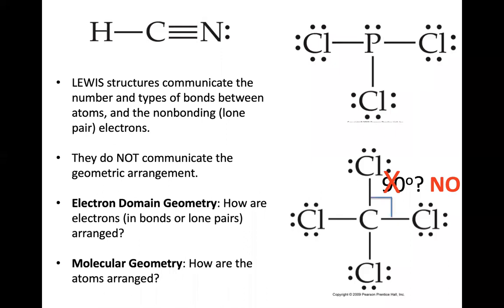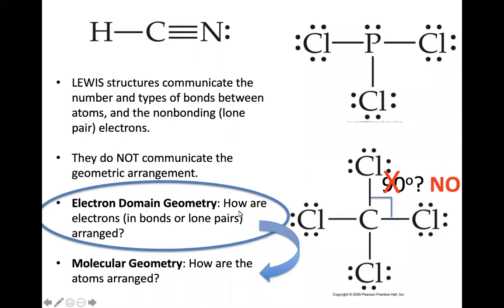Or we could ask just for, tell me about where the bonds are. That would lead us to the molecular geometry. So in a sense, the electron domain is telling us everything. The molecular is telling us a subset of that. We need to first think about the electron domain and see how does that influence what the molecular geometry is.